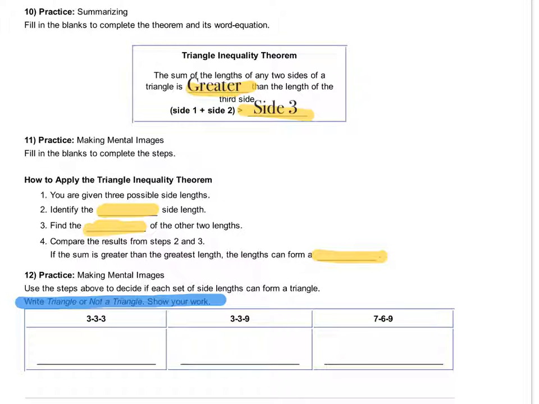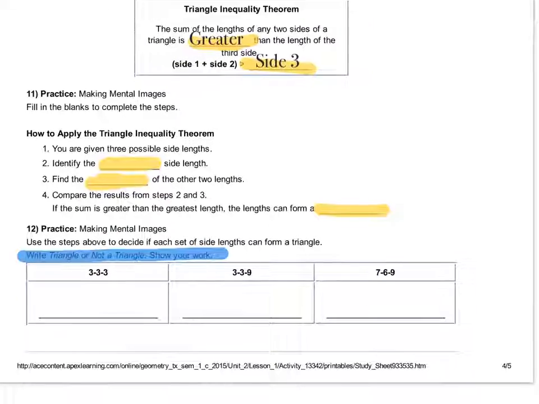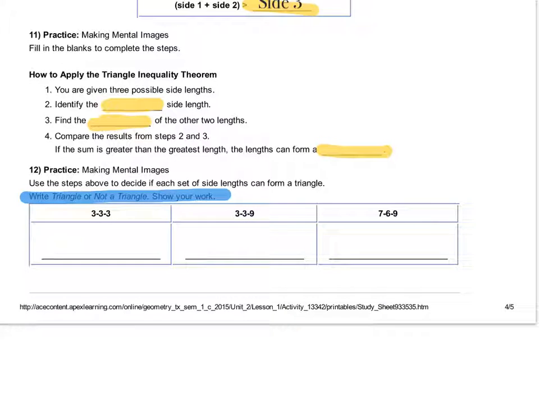And then I was pleased to see this, because this is actually a shortcut, which is practice 11. It says making mental images, fill in the blanks to complete the steps. How to apply the triangle inequality theorem. You're going to be given 3 possible side lengths. You need to identify the greatest side length, or the longest one. Then you're going to find the sum of the other 2 lengths. Next, you're going to compare the results from steps 2 and 3. If the sum is greater than the greatest length, the lengths can form a triangle. Okay, so there we go. The lengths can form a triangle.